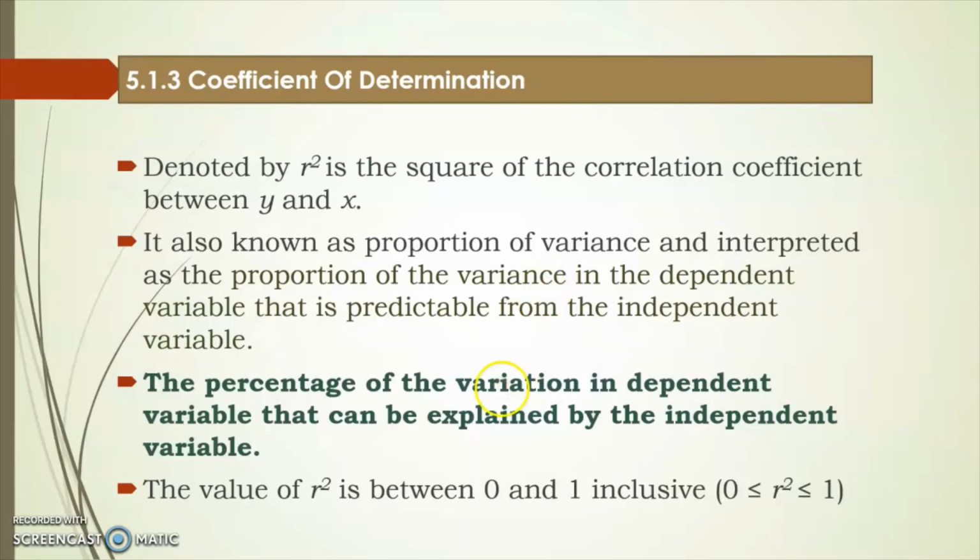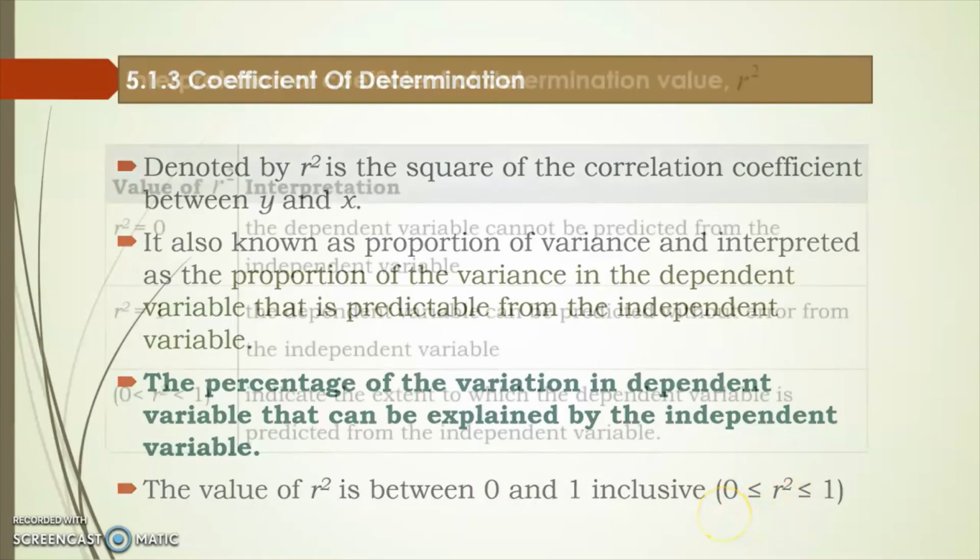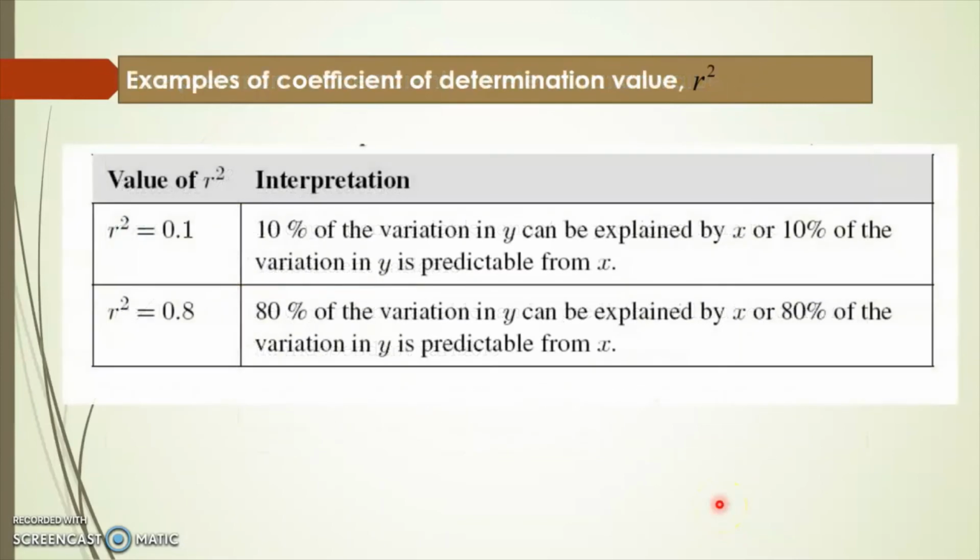For example, the value of R square is between 0 and 1. It should not exceed 1 and it should not be smaller than 0. It should not be negative because it is R square. How can it be negative, right? Okay, let's look at an example. If R square is 0.1, how to interpret? 0.1 R square means 10% of the variation in the dependent variable can be explained by the independent variable, or 10% of the variation in the dependent variable is predictable from the independent variable.